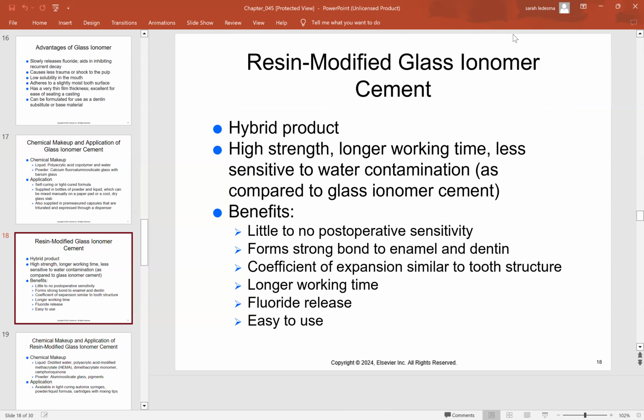We have the option of resin modified glass ionomer cement. So this is a hybrid product. It has high strength, a longer working time, and is less sensitive to water contamination. The benefits include little to no postoperative sensitivity, and it forms a strong bond to enamel and dentin. Its coefficient of expansion is very similar to that of tooth structure. We have a longer working time with this material. It releases fluoride and it's easy to use.